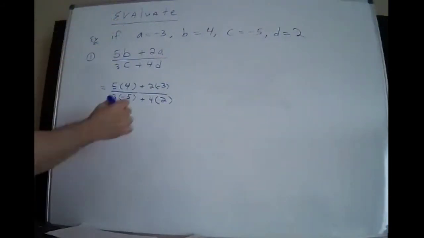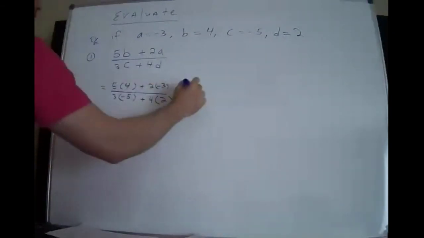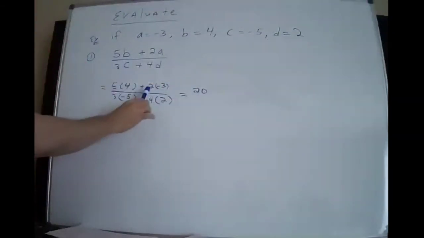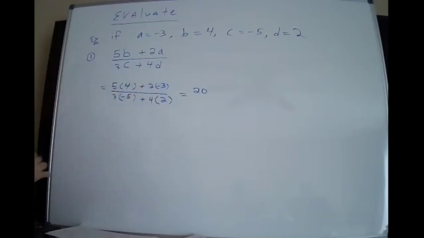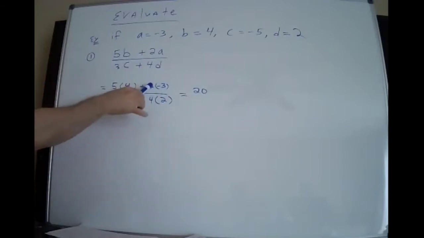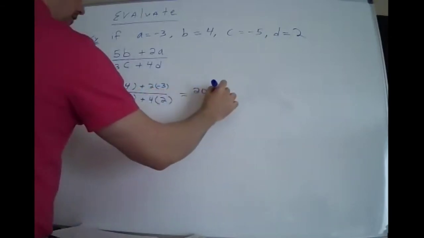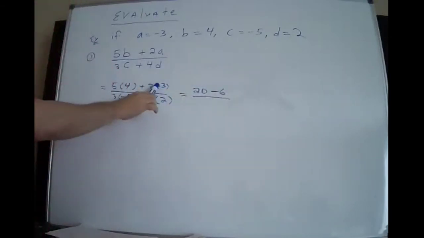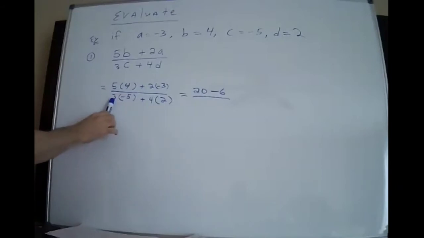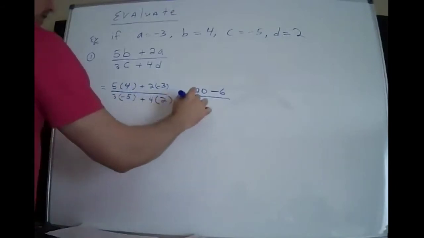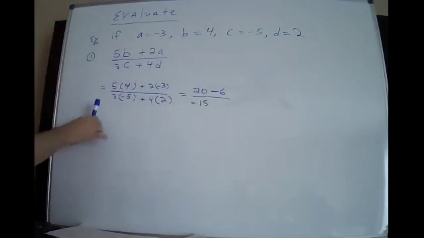Now I got to multiply it all out. 5 times 4 is 20. +2 times -3. This is a -6. So you're adding -6? No, you're subtracting, right? This is -6. Just whatever sign you get, just replace what's there. 3 times -5 is -15, right? Positive times a negative. Here you have +4 times +2. That's 8. So you're going to add 8.